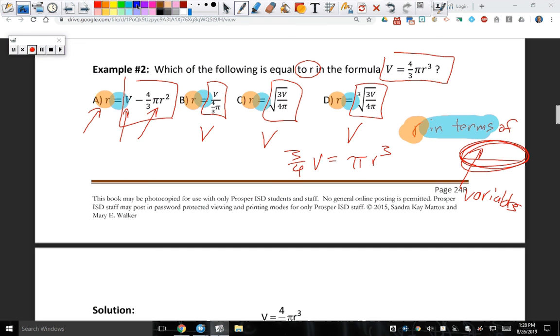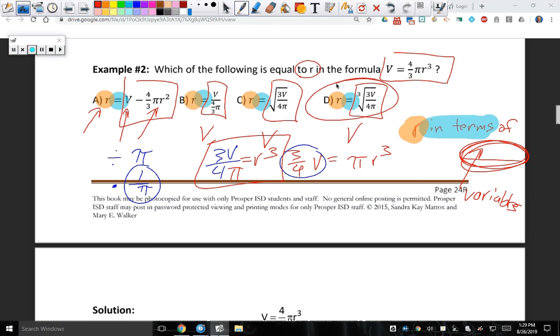Mathematically, what would I do next? Divide by pi. Dividing by pi is the same as multiplying by what? 1 over pi. So I'm hoping that you think of this because you know that 3v over 4, if I multiply that pi in the denominator over to the left, I'm going to be left with this. And last but not least, what would I do? Cube root. So cube root is the same as raising it to the power of 1/3 or getting what you see on D. Question? Question? Okay.